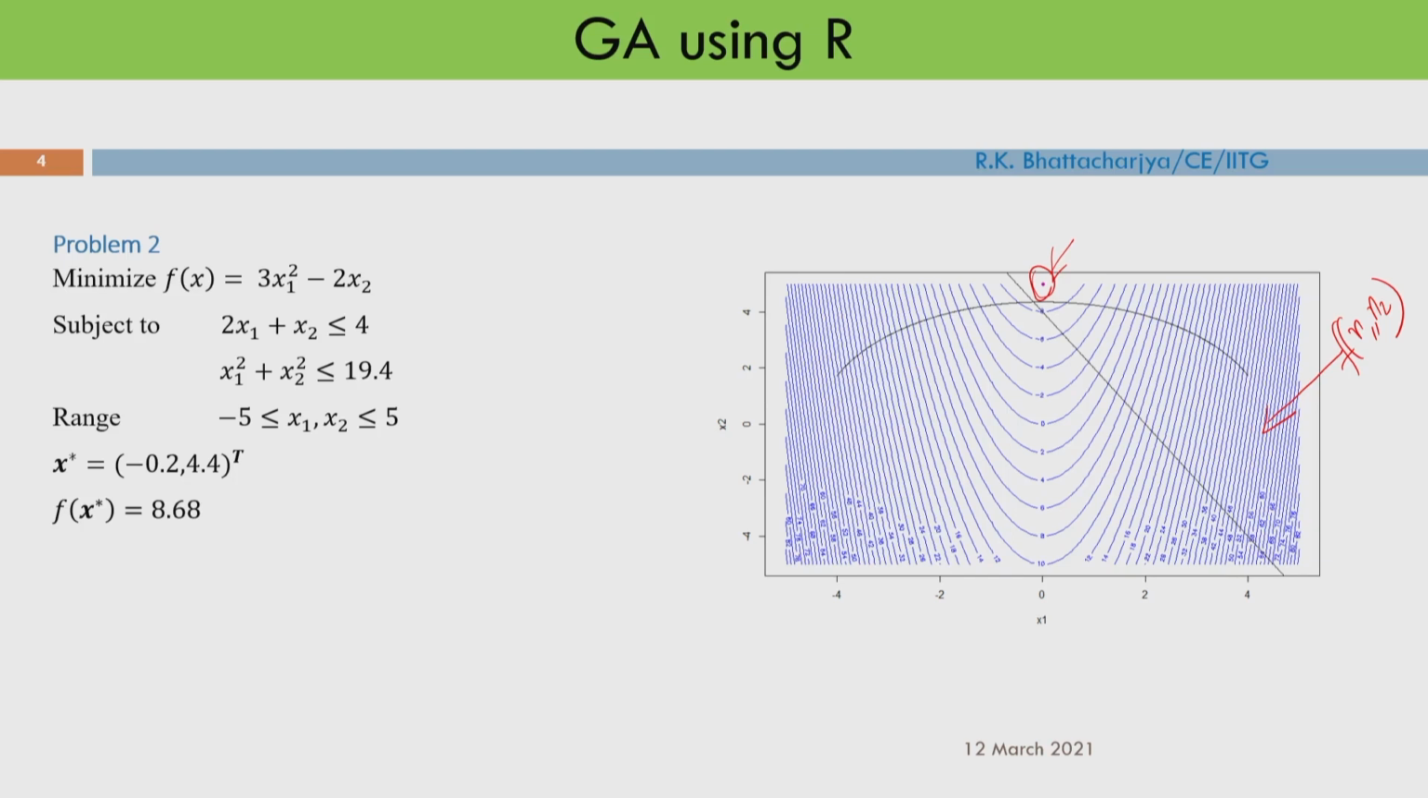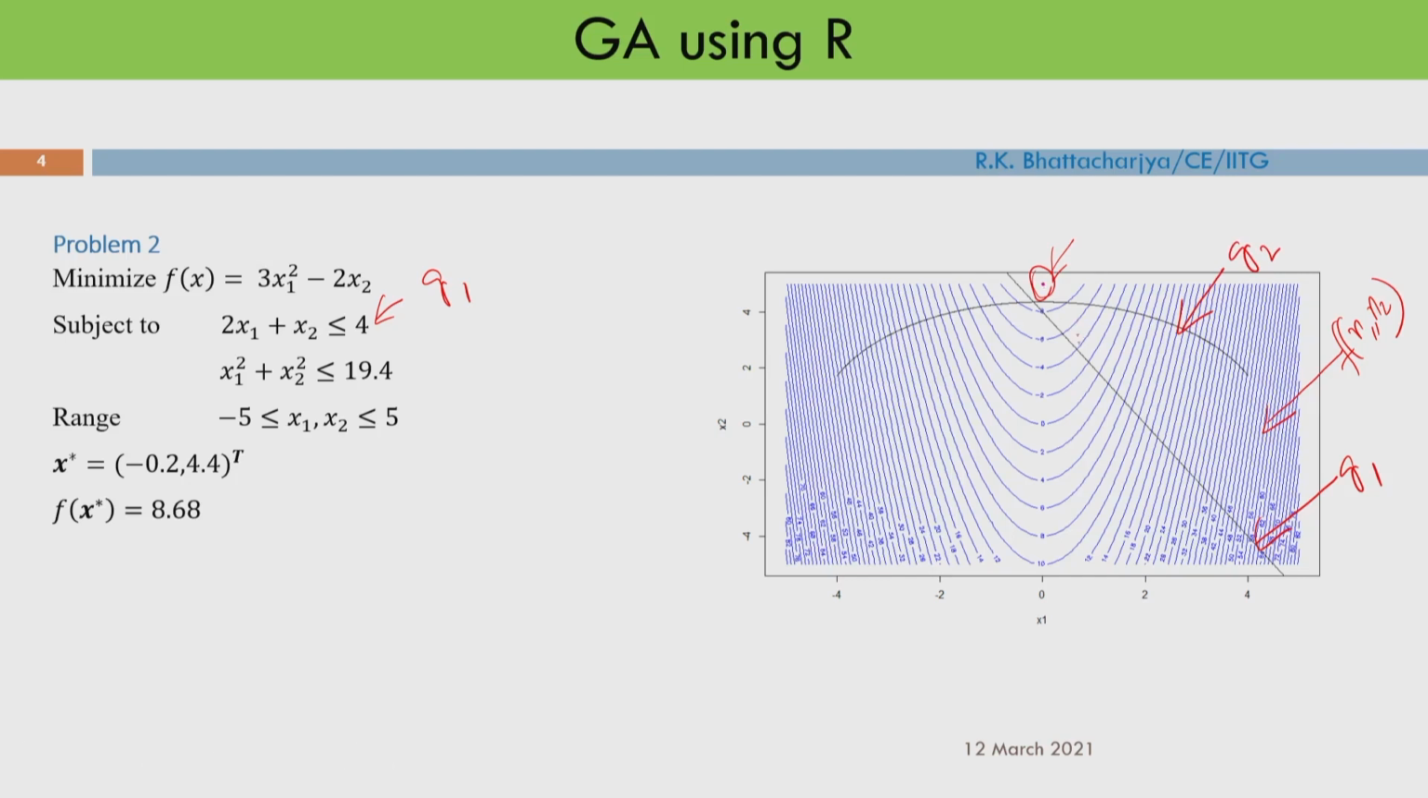The first constraint is twice x1 plus x2 less than or equal to 4. If I say this is G1, G1 is somewhere here. The second one is x1 square plus x2 square less than or equal to 19.4. This is the second constraint, G2.